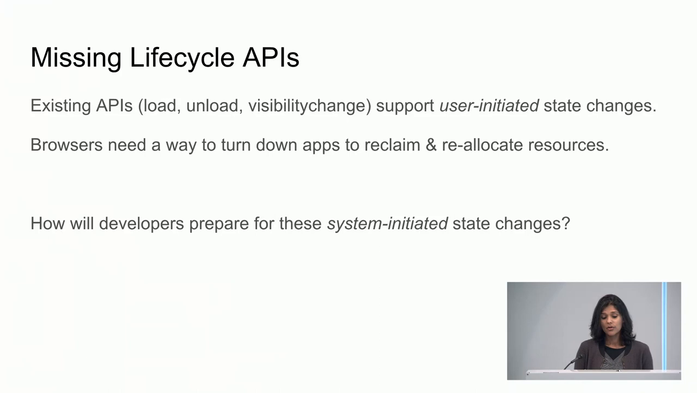So it's not that the platform didn't have any notion of a life cycle at all. We've had things like load and visibility change, but they tell us about user-initiated state changes. What we want is that browsers should also have a way to transition apps across these state changes. And because developers don't have a way to find out about the system-initiated changes, it kind of ties our hands up as browsers. We can't just go out and turn down these tabs that are not important to the user anymore to reclaim these resources.